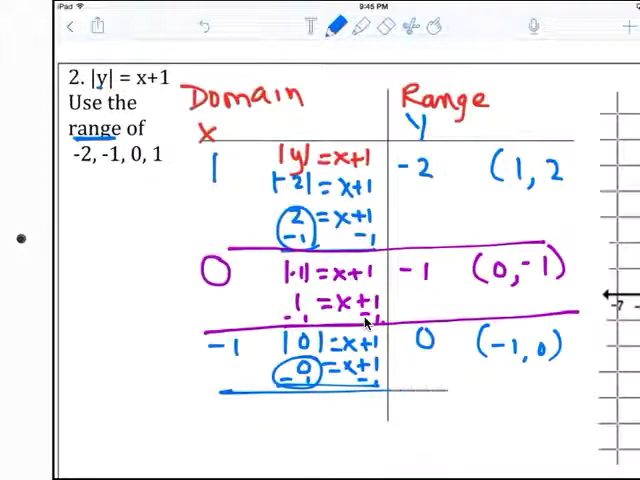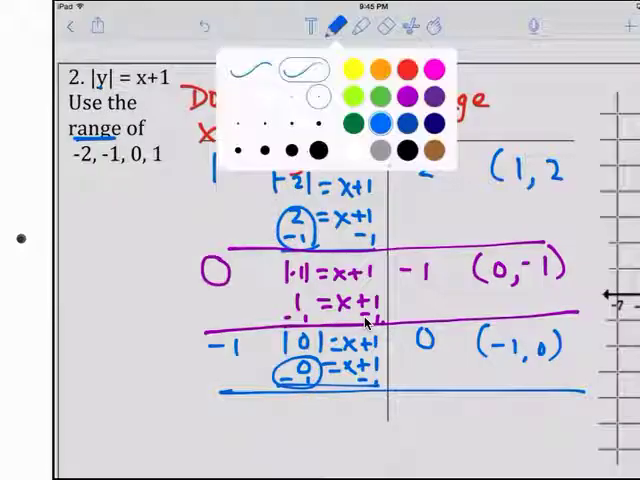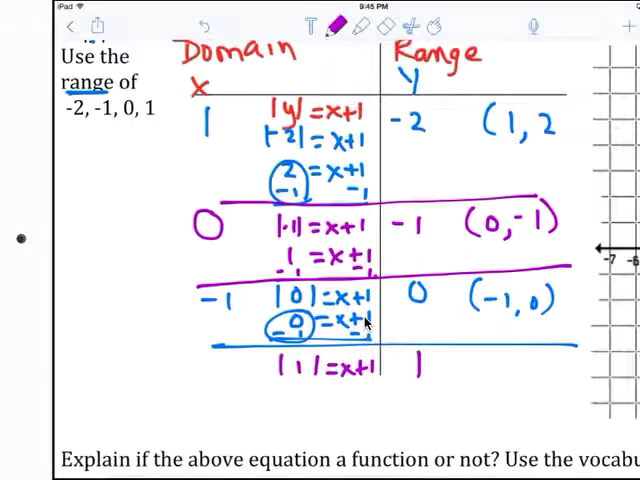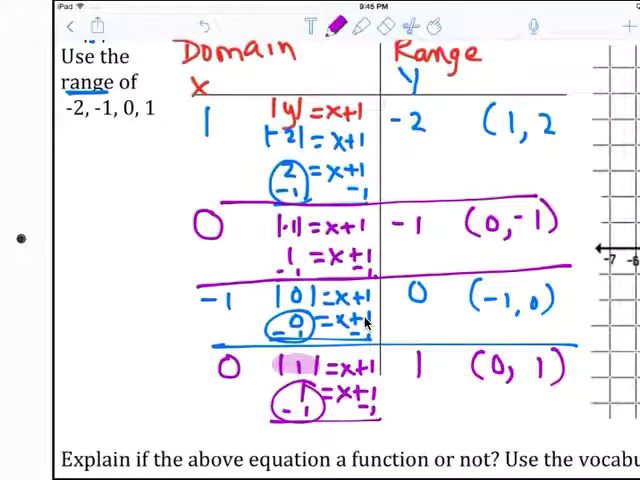Last number is 1. The absolute value of 1 equals x plus 1. I need to see the step where you know the absolute value. It helps me understand that you understand that part. 1 equals x plus 1, and that's 0. So your answer is 0, 1.